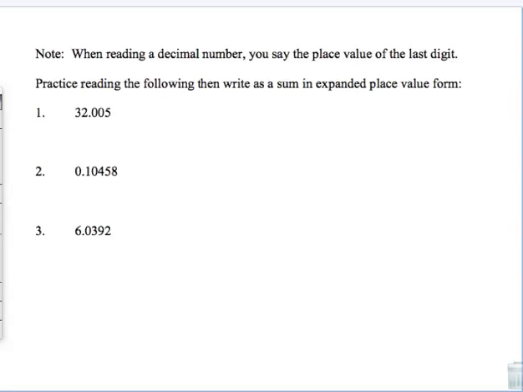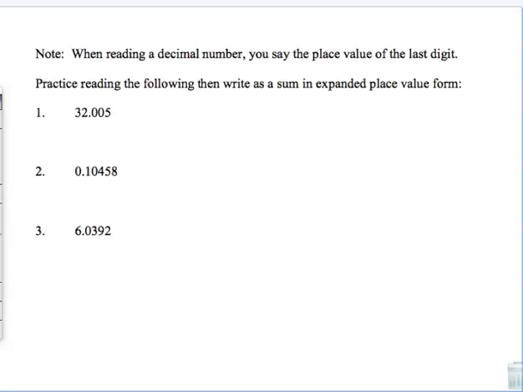And so like I was saying on number 1, I really would not want you to say that's 32.005, because when you're just saying that point, you're not teaching the names of the place value. I wouldn't allow your students to say that either. Now I know we're all comfortable with the point, but when we do that, it's going to be harder for our students to remember the place value names.